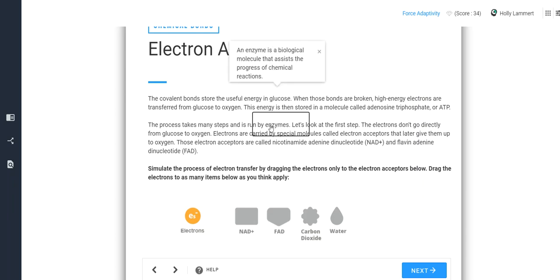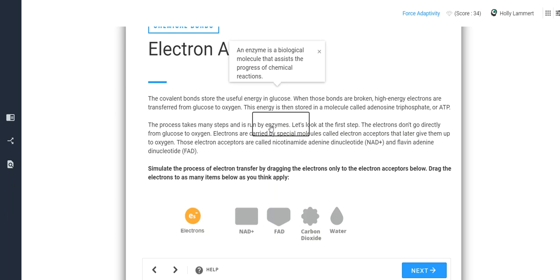Remember, we've looked at enzymes. They're proteins that help things happen in the cell, such as in the nucleus to help DNA go to RNA, or at a ribosome to take the RNA and make a protein. So there are other enzymes that help break down food in the mitochondria to make energy. So the electrons don't go directly from glucose to oxygen. The electrons are carried by special molecules called electron acceptors that later give them up to oxygen.